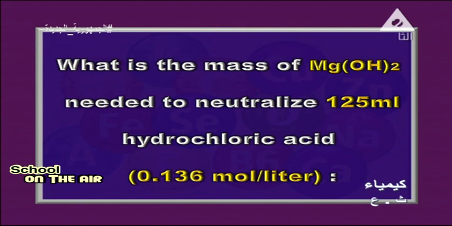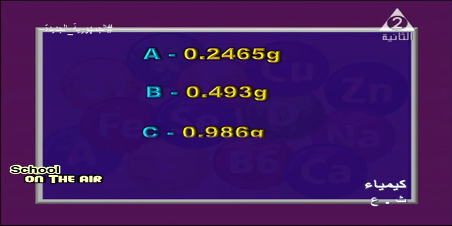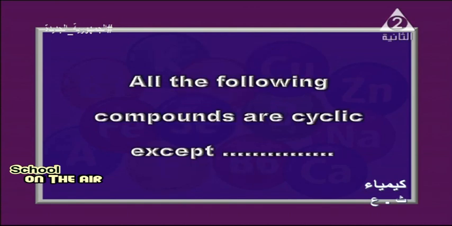What about the other question? What is the mass of Mg(OH)2 needed to neutralize 125 milliliters of hydrochloric acid? You must know its concentration, 0.136 mole per liter. How can I answer this question? This question is multiple choice, I know. 0.245 grams, or 0.493 grams, or 0.986 grams, or 1.972 grams. To catch these questions, I need the mass. I can't find it without the number of moles. I say the answer here is 0.493 grams. How can I know that? I can know by finding the number of moles.